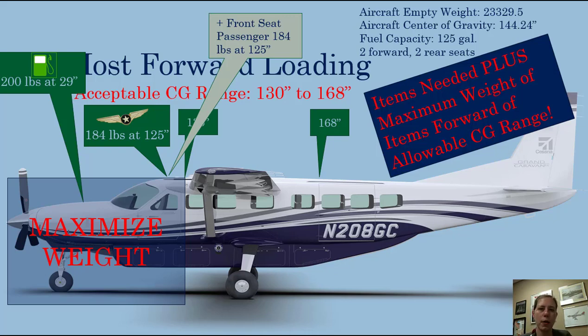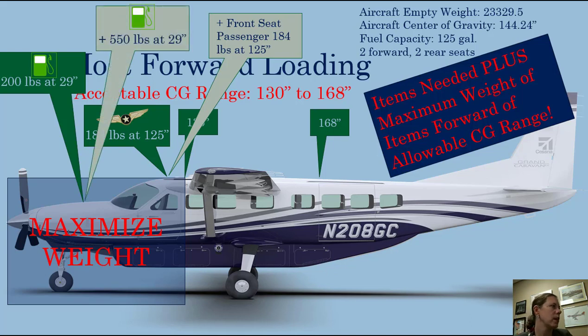Now, the other thing that we have to think about is, where's our fuel tank? Our fuel tank, we can see, is well forward of 130 inches. In fact, it's located at 29 inches. So it's very far forward. And so then we have to put maximum fuel in that fuel tank also when we're doing this theoretical forward loading calculation. So let's do that. We're going to add 550 pounds of fuel at the 29 inches location.